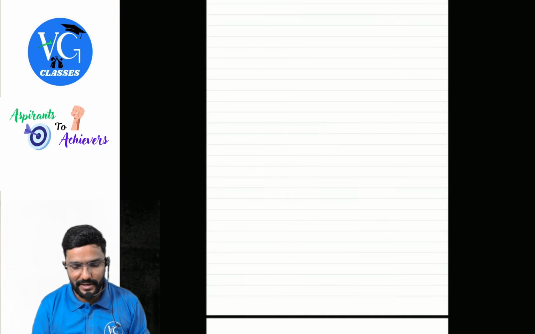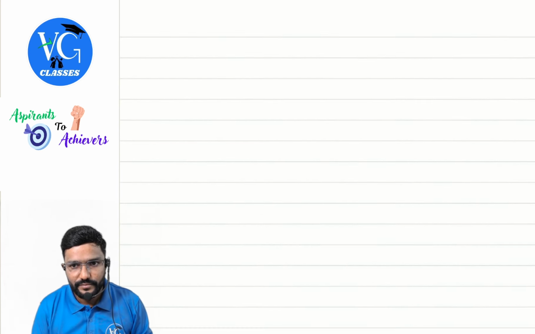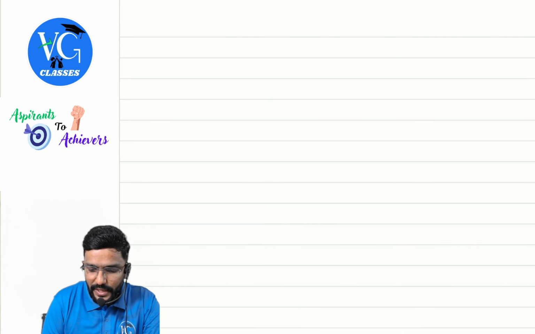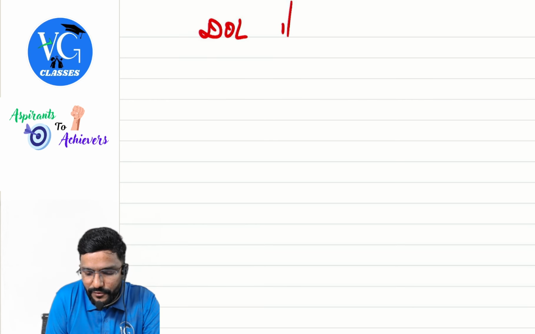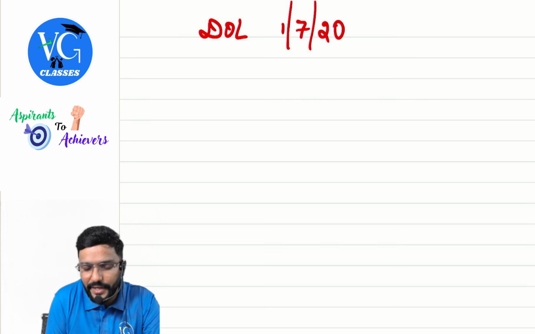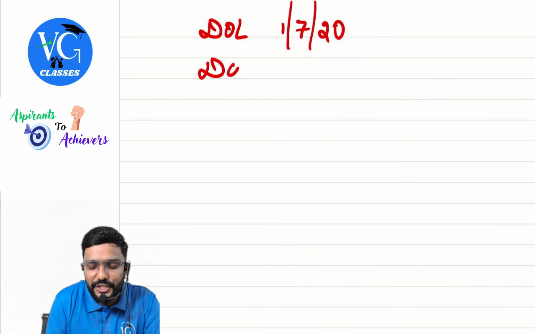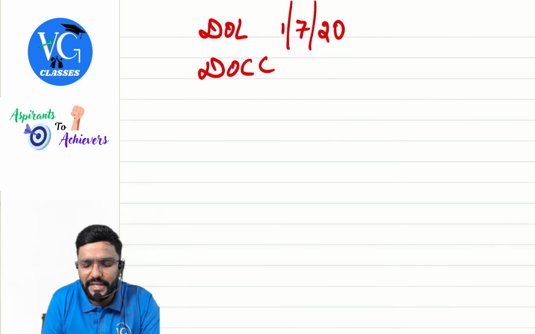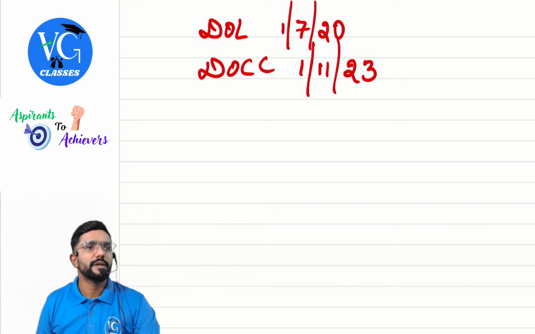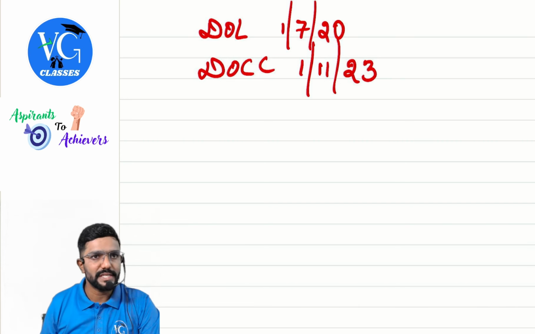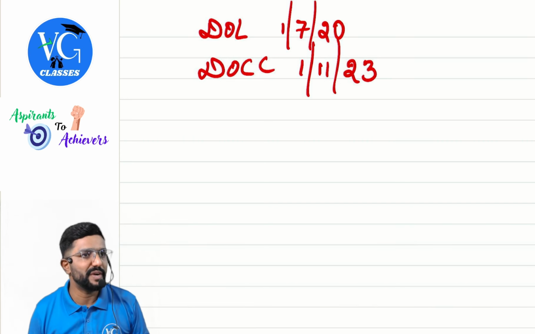Let me simplify it. Listen, guys. Date of loan. Observe the dates, everything. Date of loan, assume, is 1st July 2020. Date of completion of construction: I have completed the construction on 1st November 23. Okay, sir. First lock the pre-construction period.